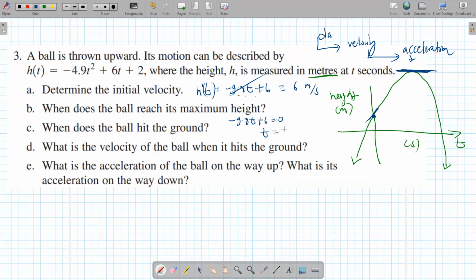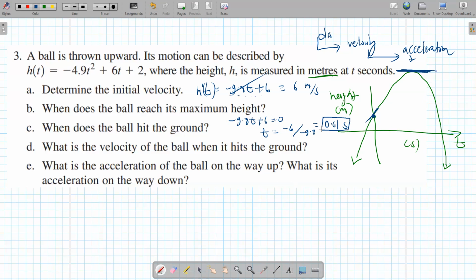To solve for t here, subtract 6 from both sides, divide by negative 9.8, and that's going to give you a positive answer. So negative 6 divided by negative 9.8. You can cancel out the negative signs if you want. 0.61 seconds. Cool? Does that make sense?